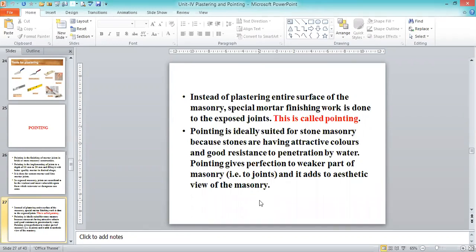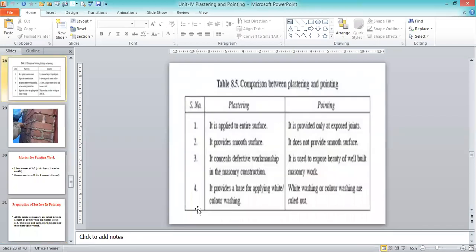Then what are the differences? We are understanding the concept of plastering and the concept of pointing. In what way does it differ, and what are the objectives in plastering and pointing? First, plastering is applied to the entire surface. There is no space left behind. We go in the lengthwise and widthwise direction, and complete the plastering work.